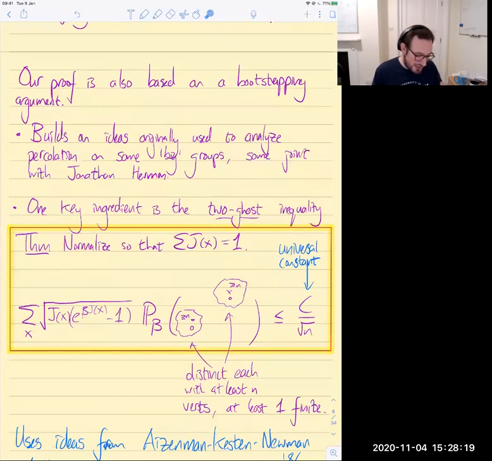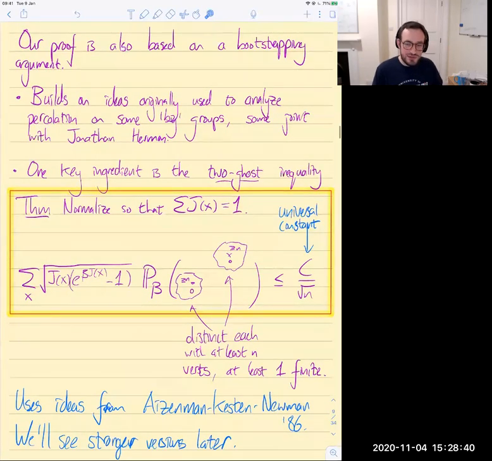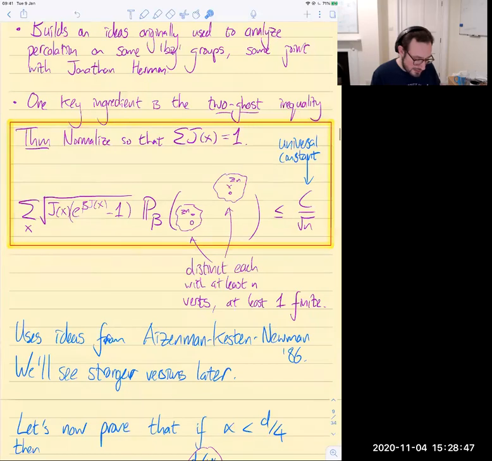It's going to build on some ideas that we used to analyze percolation in some other settings, so in particular originally on groups of exponential growth, and then also with Jonathan, we looked at groups of intermediate growth. I actually gave a BBC probability seminar talk about this a year or two ago, maybe. But it's going to use some similar ideas as well as some new ones. And one of the main inputs is what I call the two ghost inequality.